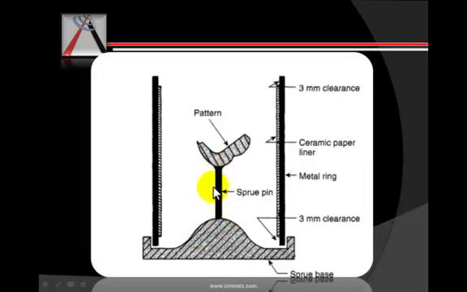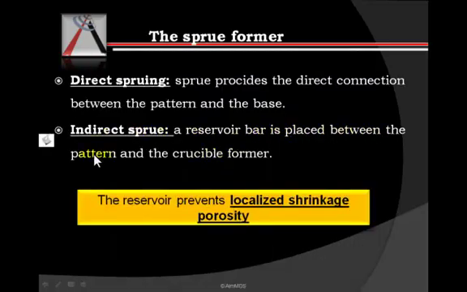The second thing possible is a reservoir. So let me explain what a reservoir is. In a reservoir we may have a place wherein molten metal can stay before it actually flows into the mold. So this reservoir stores the extra molten metal, and it keeps on feeding that molten metal when the metal is shrinking. This kind of sprueing is called the indirect sprueing. So the reservoir bar is placed between the pattern and the crucible former. Right? This reservoir prevents the localized shrinkage porosity.